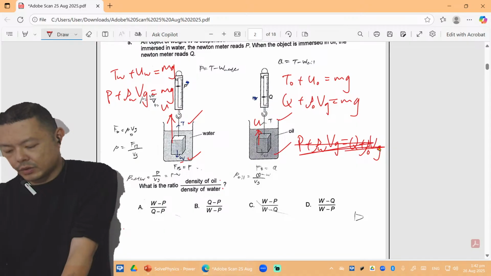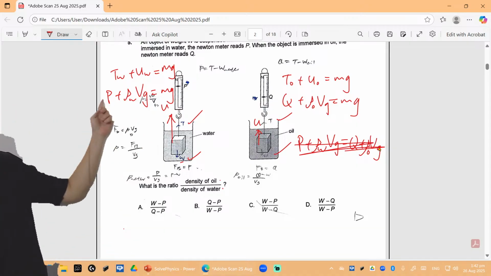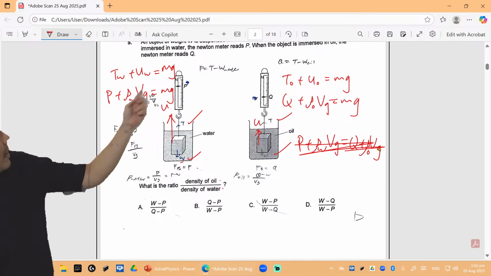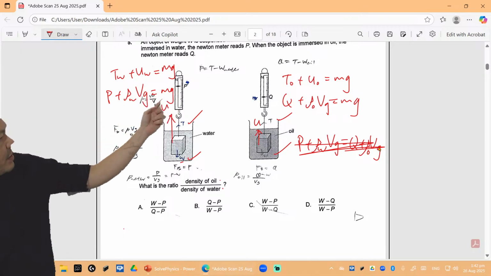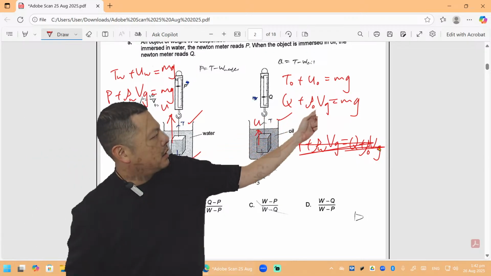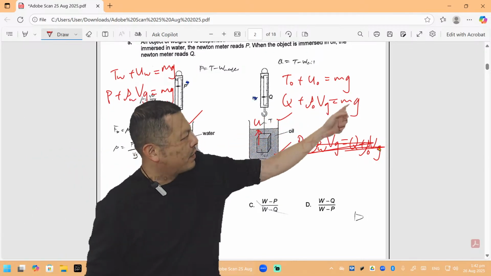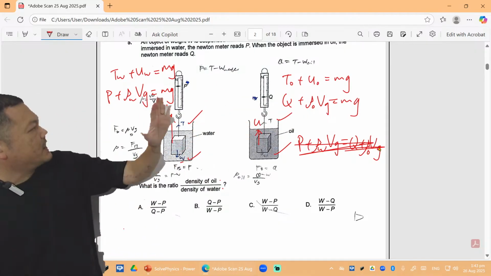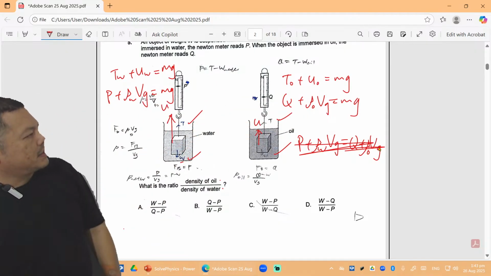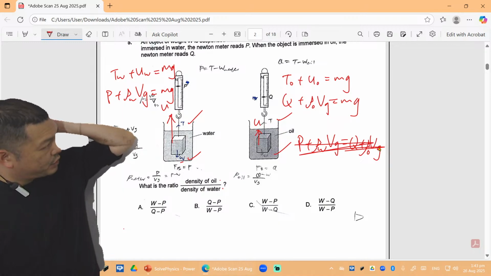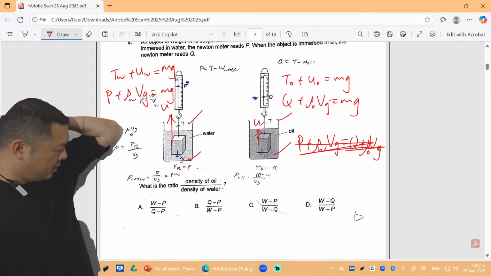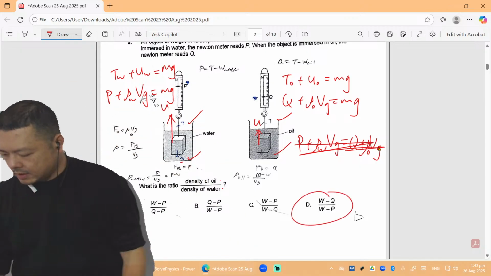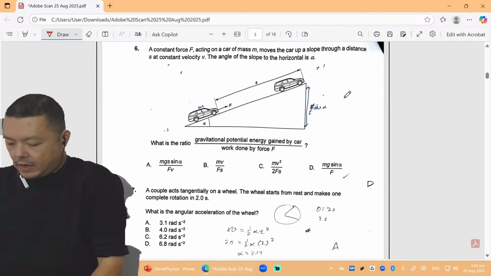So that means you have to backtrack one step and make rho W the subject, which is W minus P over Vg, and W minus Q over Vg. Then divide this one by this one. The Vg cancels off. So it's basically W minus Q over W minus P. Yeah, D's answer. Okay, that's 5. Next one.